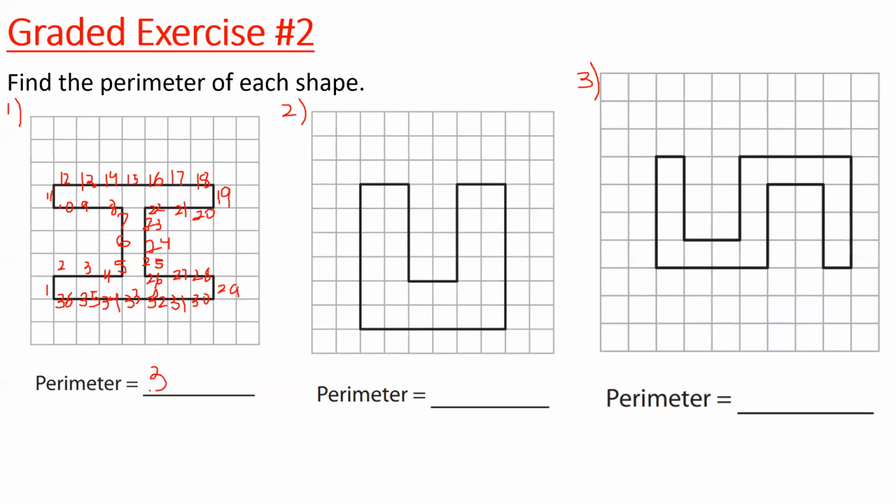Let me hear you. 36 units. Only 4 persons? Anyone else? Very good. 36 units. Perfect. All right.